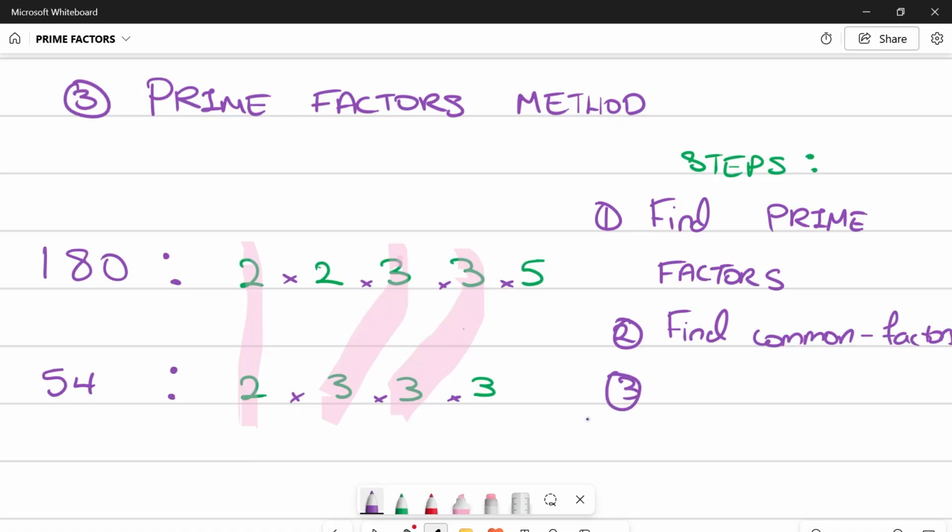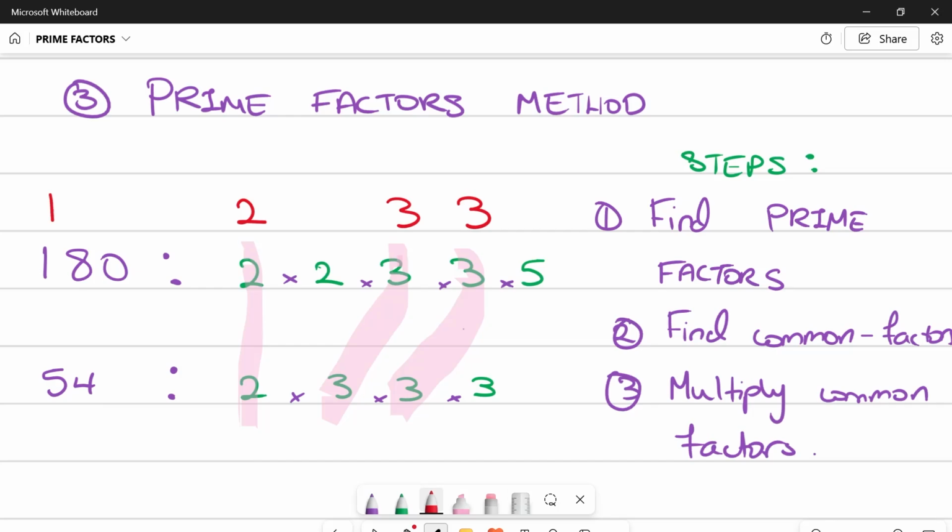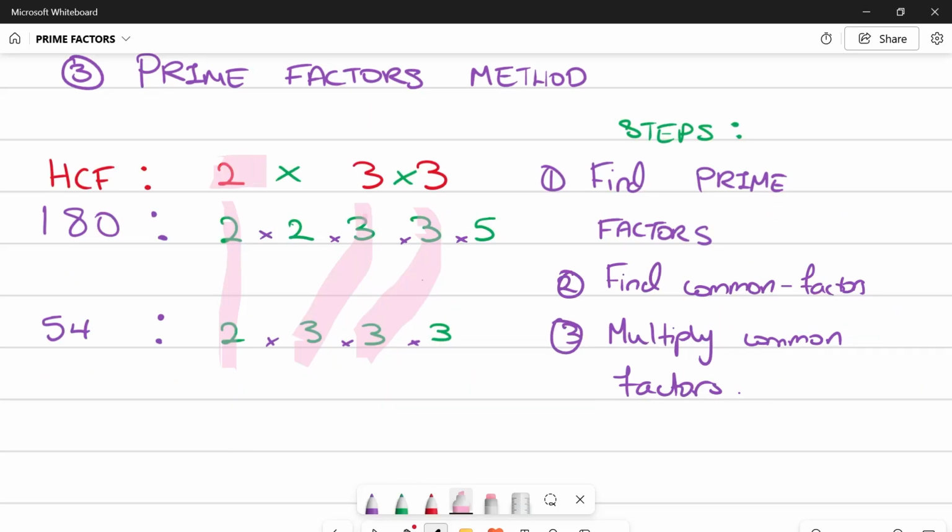The final step to finding the HCF of both numbers is we want to multiply the common factors. The factors that 180 and 54 have in common are 2, 3, and 3. To find the HCF, we multiply these common factors. 2 multiplied by 3 multiplied by 3 gives us an HCF of 18.